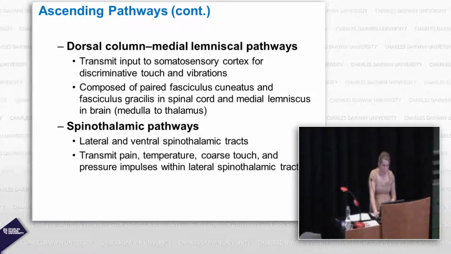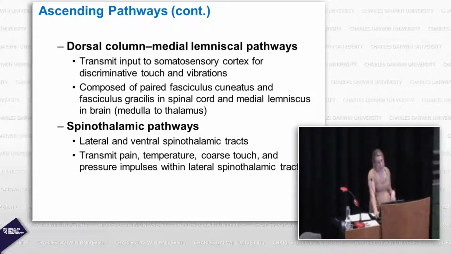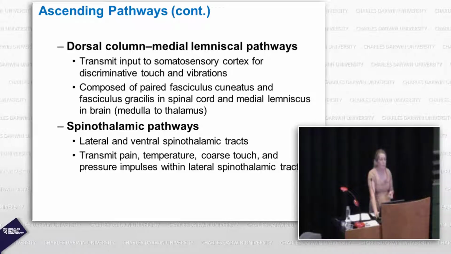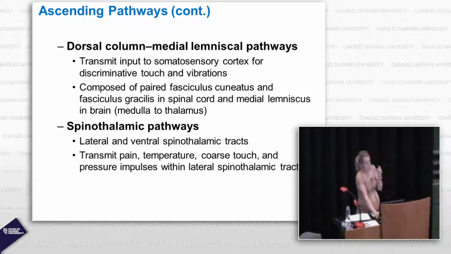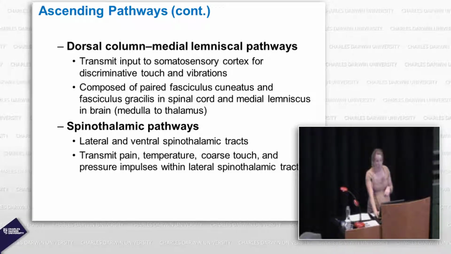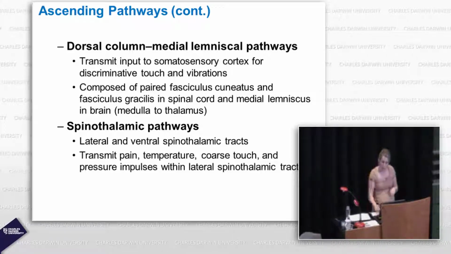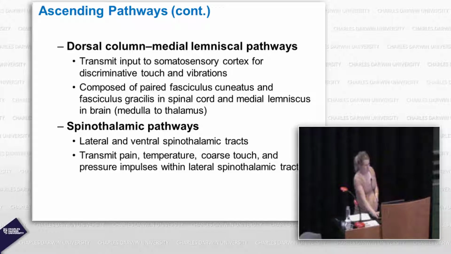We've also got the spinothalamic pathway. A bit of a tip, anything with spino at the start means sensory. So when you see that, you know that it's referring to an ascending pathway. We've got lateral and ventral spinothalamic tracts, and these transmit pain, temperature, coarse touch, pressure impulses. It's not all within the lateral, but within the lateral and ventral spinothalamic, all of these things are transmitted.